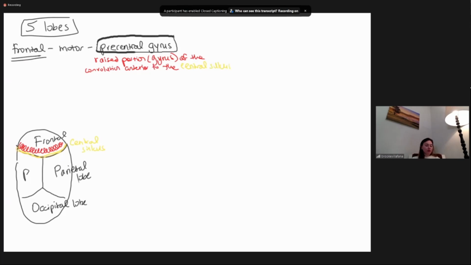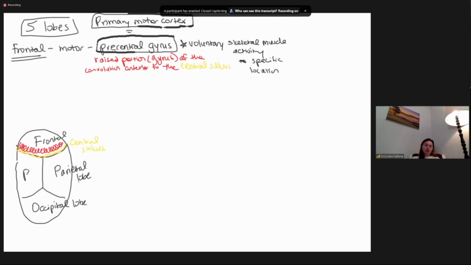So that's the frontal lobe. The main function of the precentral gyrus is voluntary skeletal muscle activity. So it's just important that you know for the test what it does, that it controls voluntary skeletal muscle activity to specific locations. So like if you need to move your tongue, there's a little section on the precentral gyrus that moves your tongue. You would also need to know for your test that it's also called the primary motor cortex. Primary motor cortex is also called the precentral gyrus.